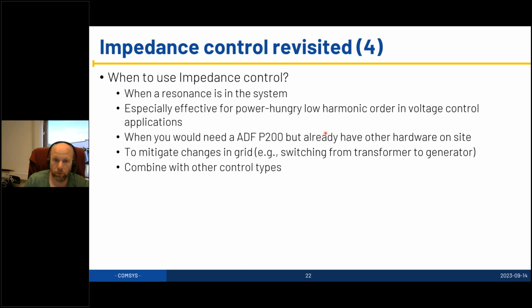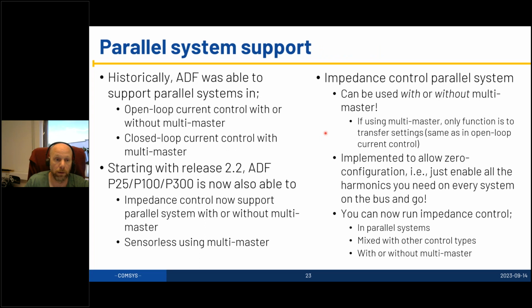Now, adding to the power of being able to combine various modes of operation, we have significantly enhanced the parallel system support. So historically, we were able to run open loop current control with or without multimaster. And we were able to run closed loop current control with multimaster. Starting with 2.2, you're now also able to run impedance control in parallel systems, and you can do it with or without multimaster. And you're also able to use sensorless control using multimaster.